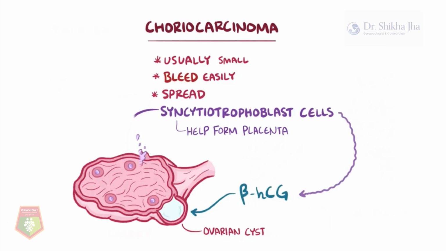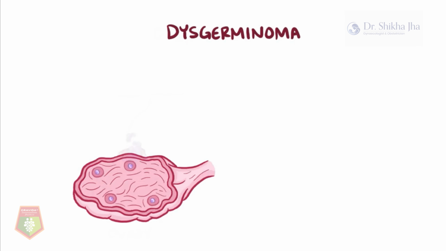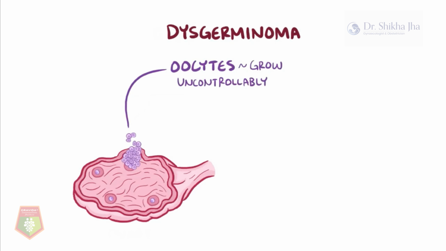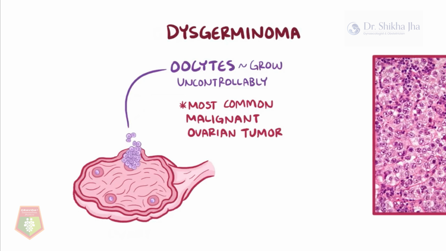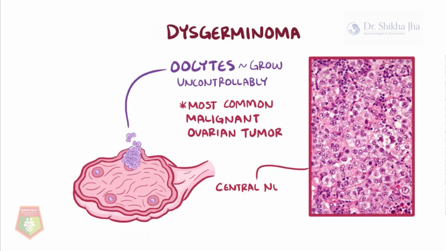The fourth subtype is a dysgerminoma, and it's made of germ cells that turn into oocytes, which is actually the normal pattern, but then they start to grow uncontrollably. It turns out that these are the most common malignant types of ovarian tumors. Under the microscope, the germ cells have a central nuclei surrounded by a clear cytoplasm.